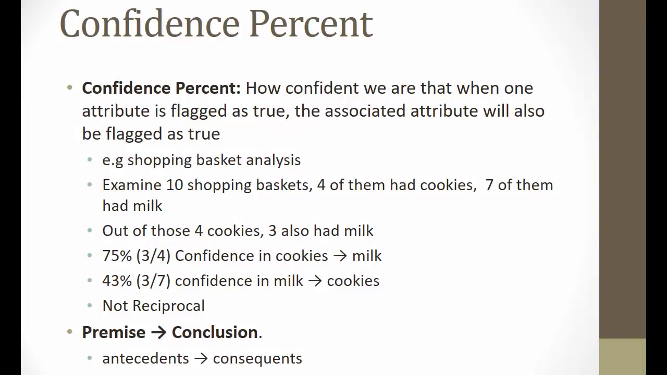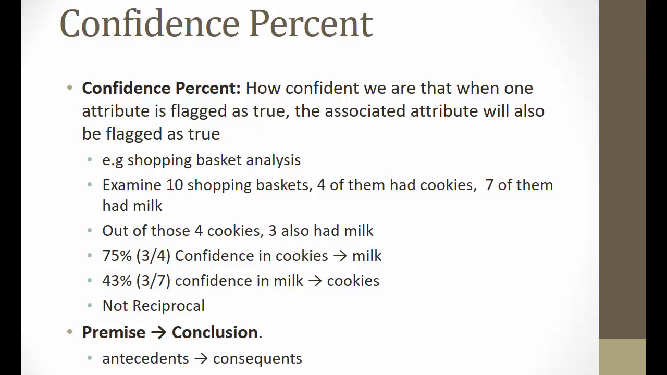Now let's move to the confidence percent or confidence percentage. Confidence percentage refers to how confident we are that when one attribute is flagged as true, the associated attribute will also be flagged as true, or how confident we are that A leads to B, or that buying A leads to buying B.